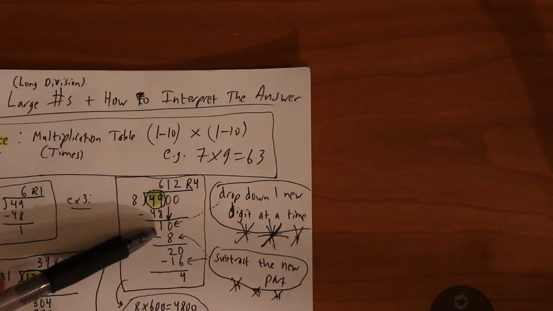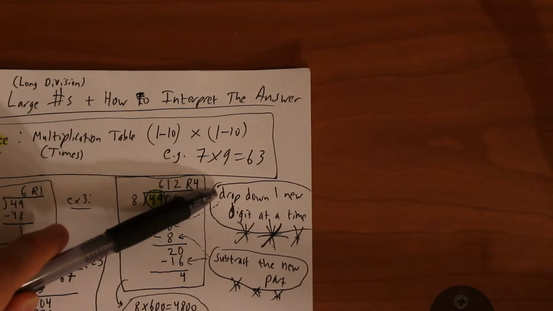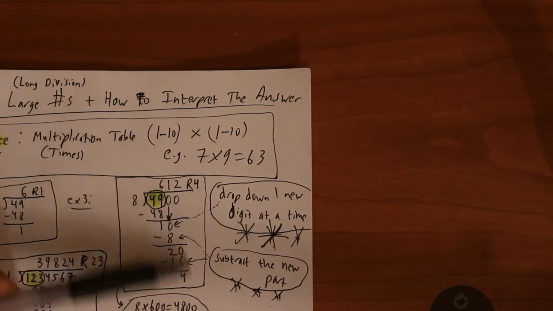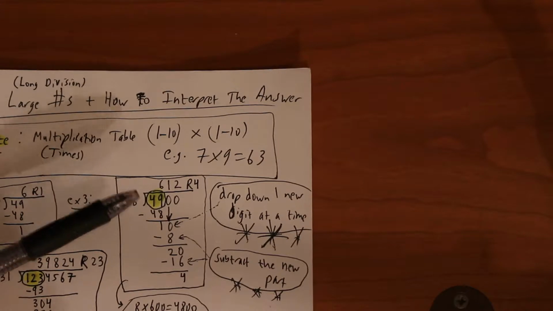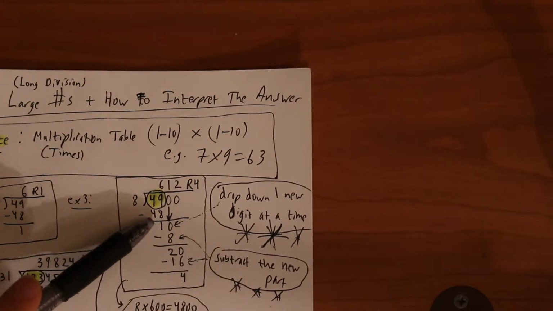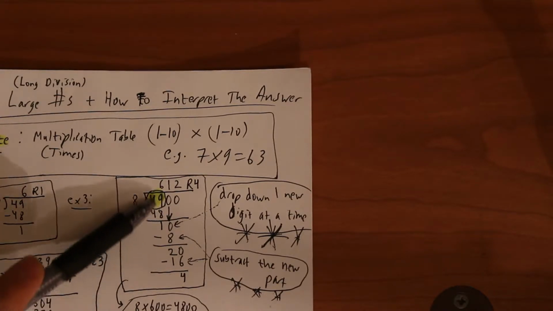Cool. Now this 0 is going to be dropped down. The way this procedure is always going to work is you're always going to drop down one new digit at a time every time you do a new step. And we're also going to subtract off the new part. In this case, the new part, we just came up with the 6, so we're subtracting that 48. So we get this 1.